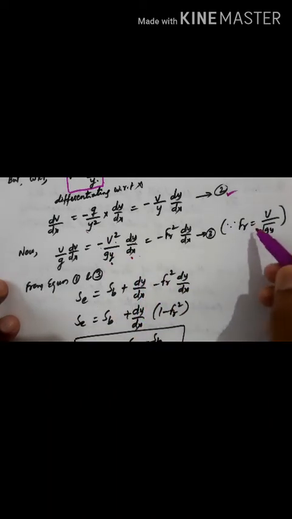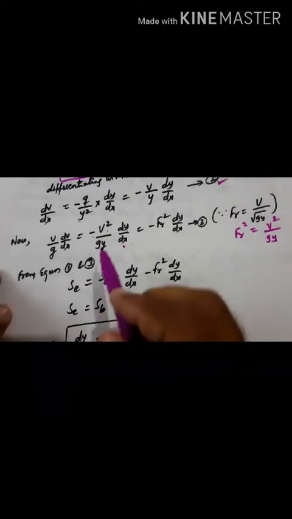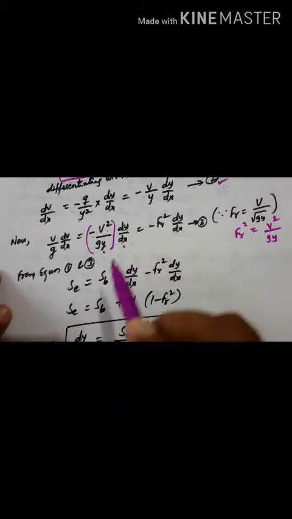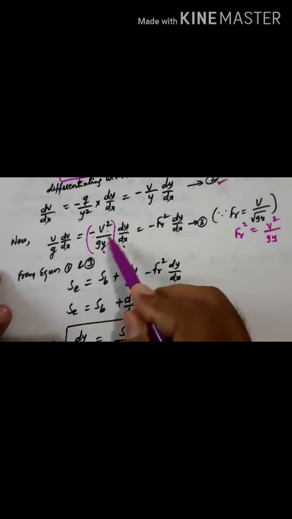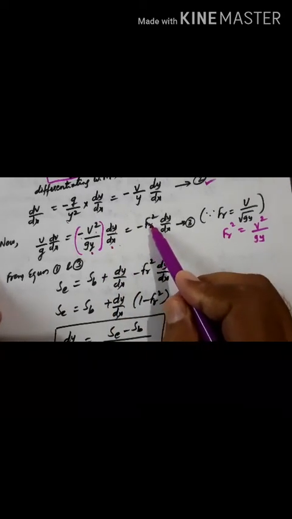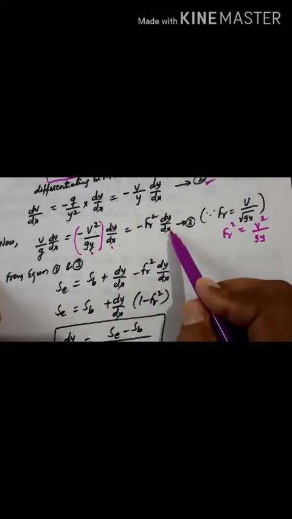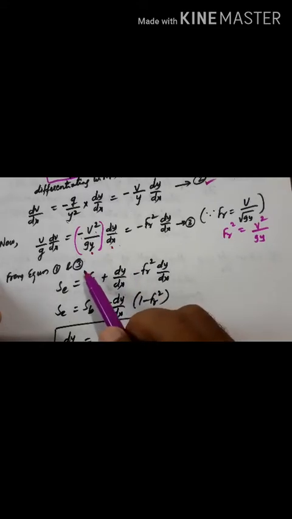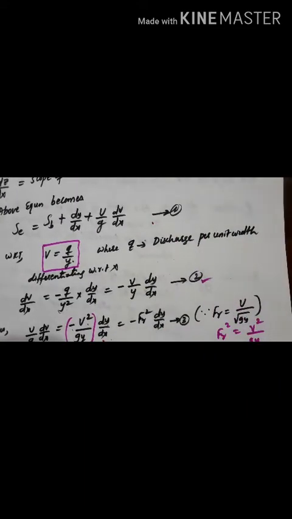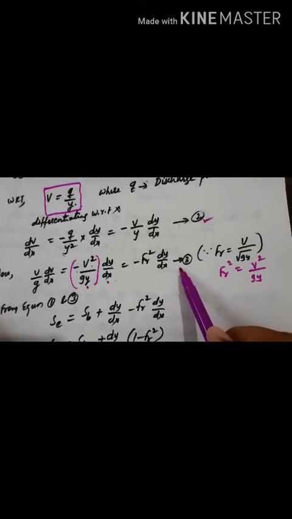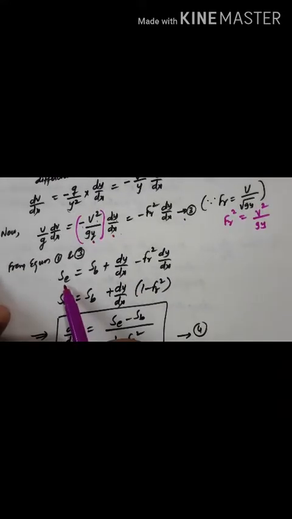Froude number, if you square on both sides, what do you get? Fr squared is equal to v squared by g y. So this will be v squared by g y, which is nothing but the Froude number that I have written, minus Fr squared into dy by dx. So from equation 1 and 3, what do we get?